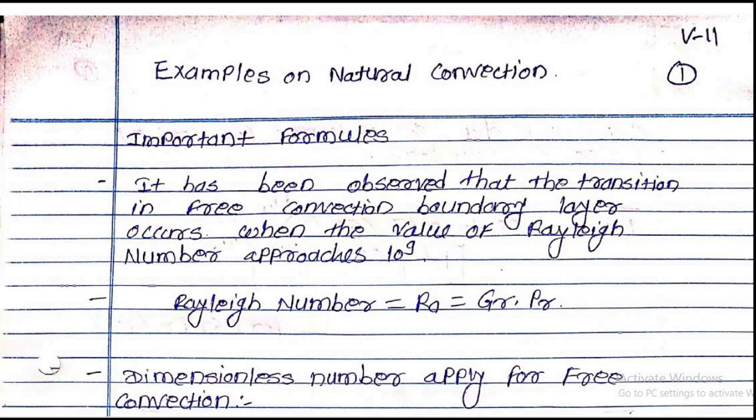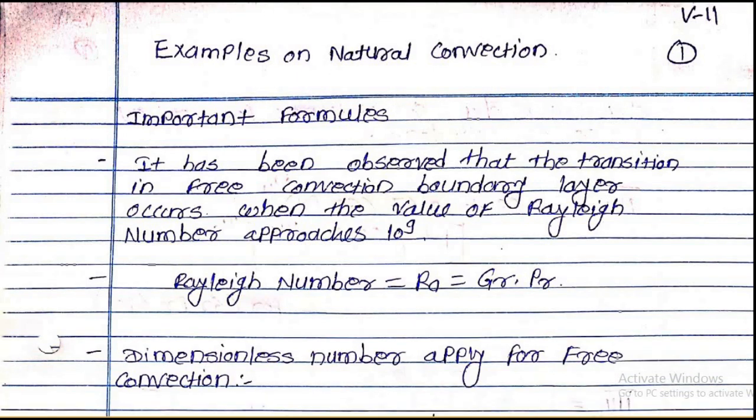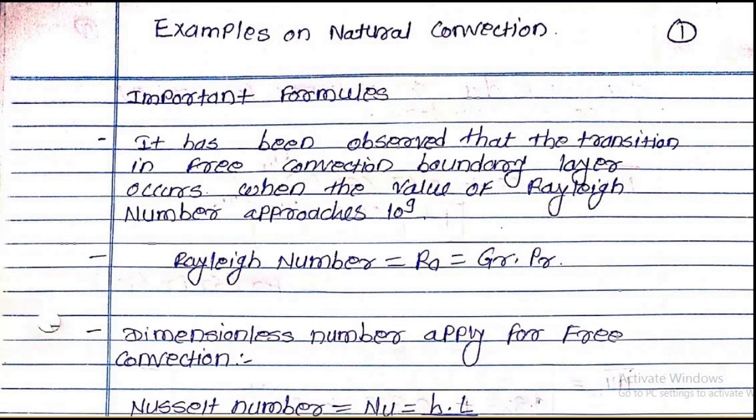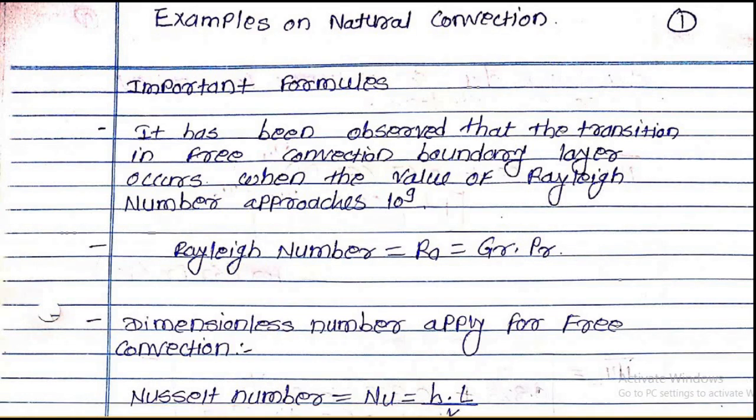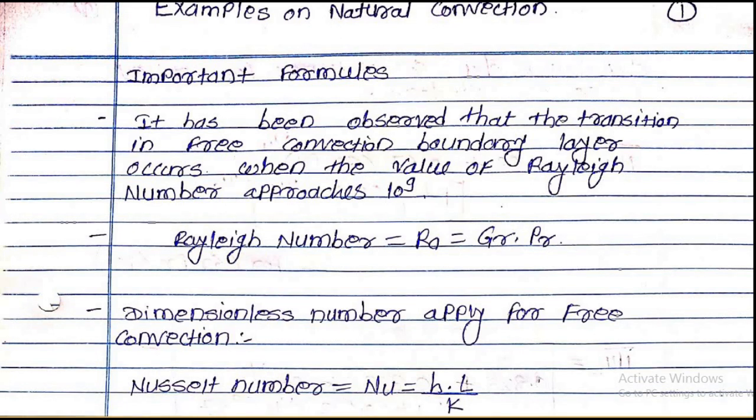So first of all, to solve the problems related to natural convection, we should know some formulas and some basics related to natural convection. It has been observed that the transition in the free convection boundary layer occurs when the value of the Reynolds number approaches 10 raised to 9. Transition in the boundary layer is nothing but transition from laminar flow to turbulent flow.